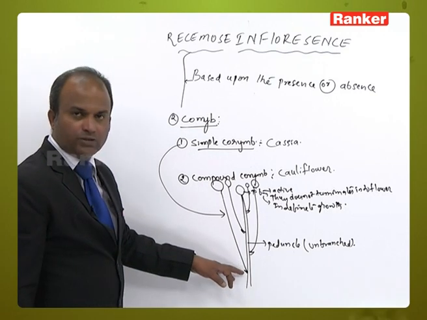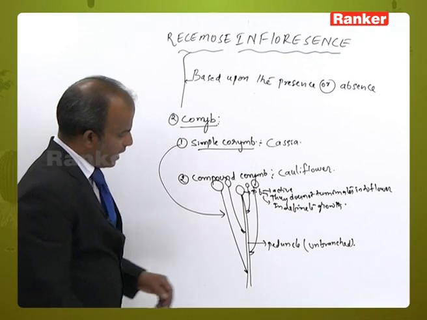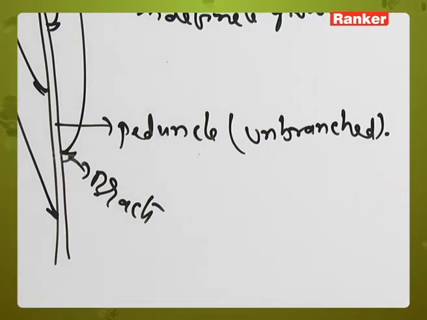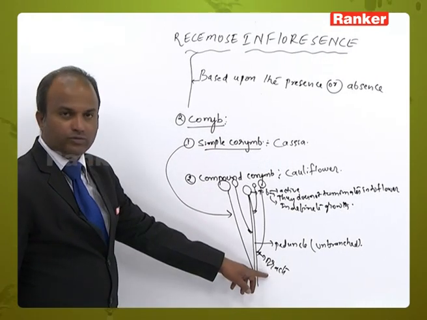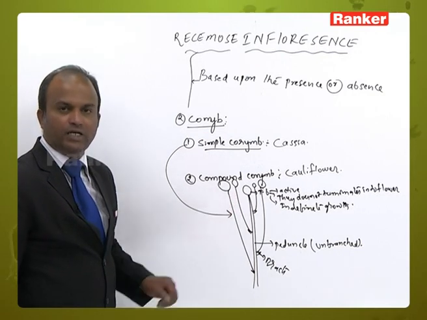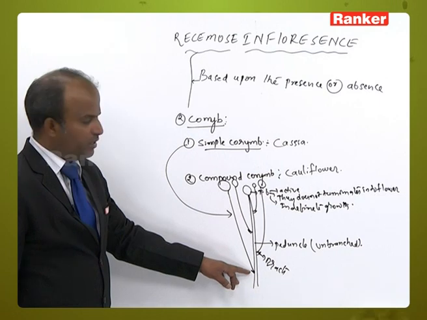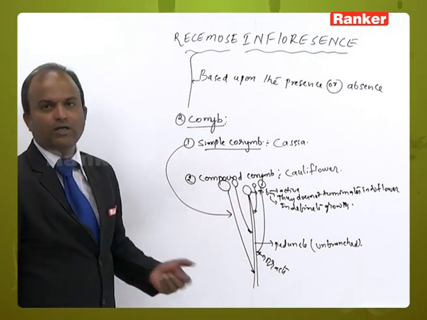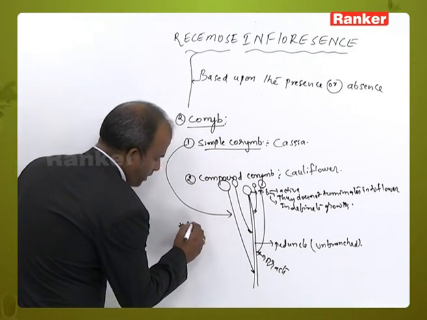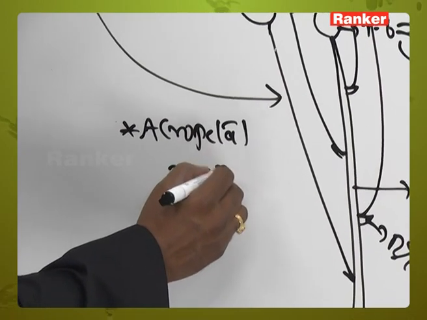On this peduncle, the bracteate, these are nothing but the bracts. On the peduncle, numerous bracteate, pedicellate flowers are arranged in which manner? Acropetal manner. Why? Because older flowers are arising from the base and younger flowers are present towards the apex. So they are arranged in acropetal manner here.